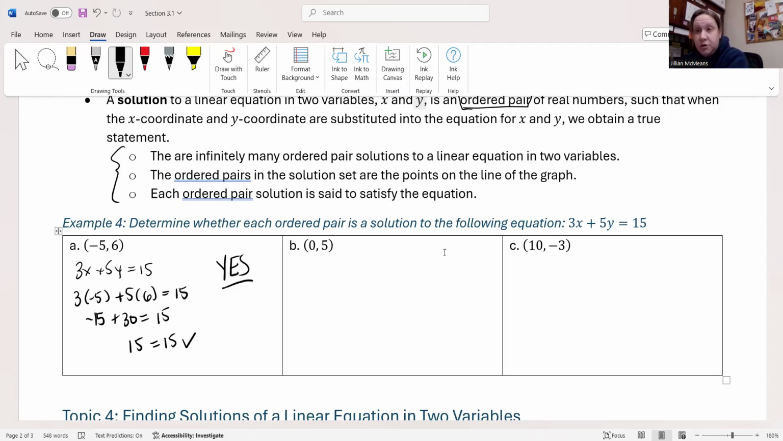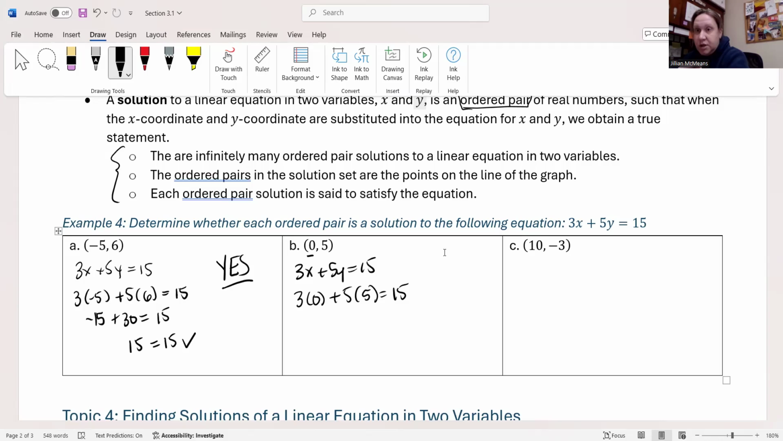Part B, same directions. We're going to determine if this ordered pair is a solution to 3x + 5y = 15. So again, we have 3x + 5y = 15. The x coordinate is 0. Remember, in your ordered pairs, the first number is the x coordinate. The second number is the y coordinate. So anywhere we see an x, we're going to plug in a 0. Anywhere we see a y, we're going to plug in a 5. And then we just simplify.